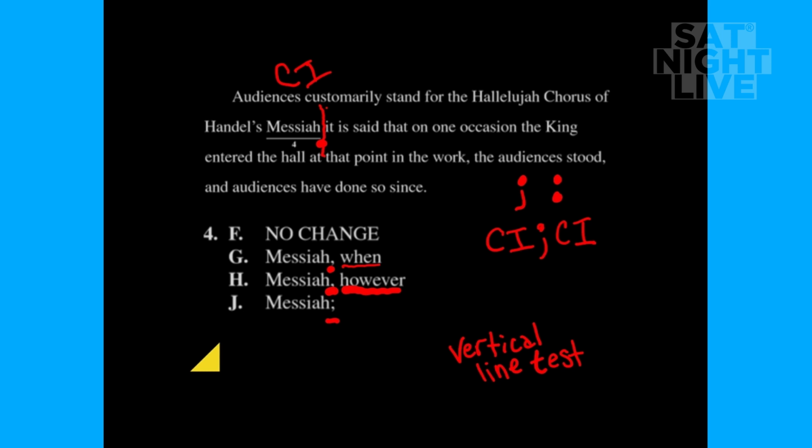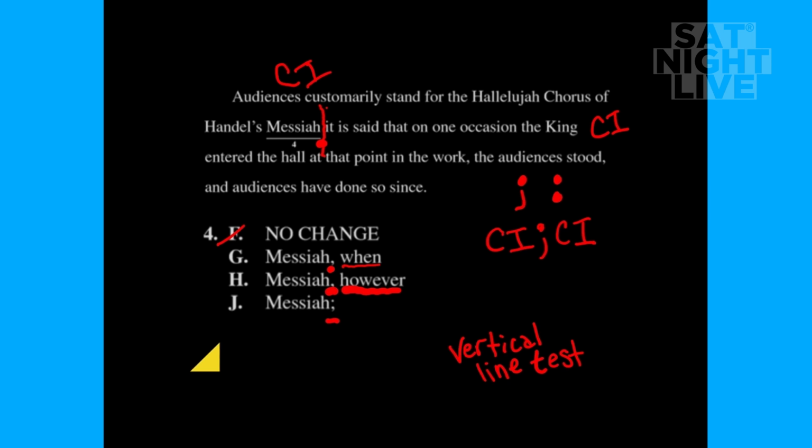But now let's look at the second part and ask ourselves, is that complete? It is said that on one occasion the king entered the hall at that point in the work, the audiences stood, and audiences have done so since. Okay, so that can also stand alone. So now we've got two complete ideas, and that means that we're going to need a punctuation that can stand in between those two complete ideas. Well, no change. In the way it's written now, there's nothing there. We need something to separate those two ideas, so we can get rid of choice F.